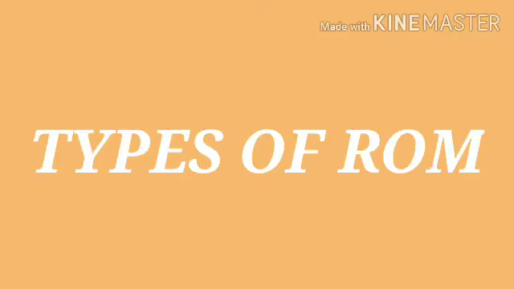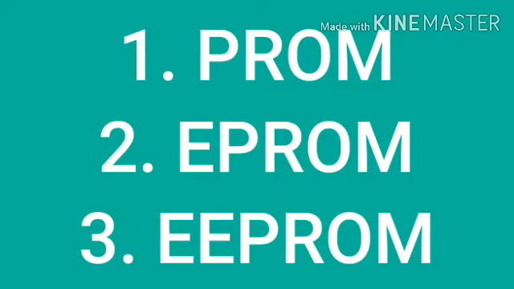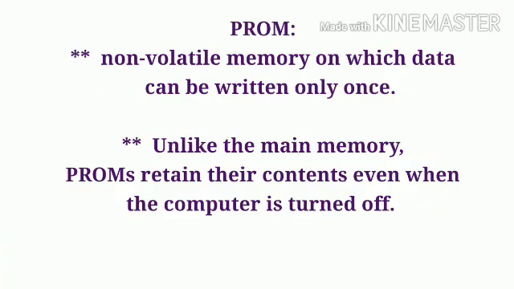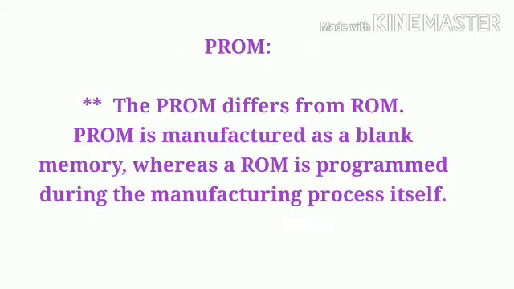Okay, the types of ROM. There are three types of ROM. First one is PROM, EPROM, EEPROM. The expansion of PROM is programmable read-only memory. This memory is also a non-volatile memory. But in this memory, data can be written only once, cannot be modified. Data va change panna mudiyadhu, but once நம்ம data va store பண்ணி வச்சுக்கலாம்.